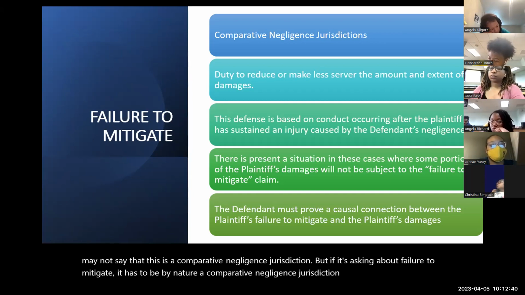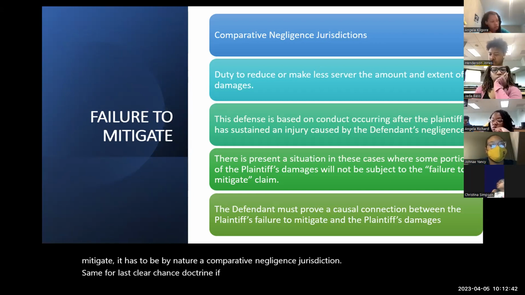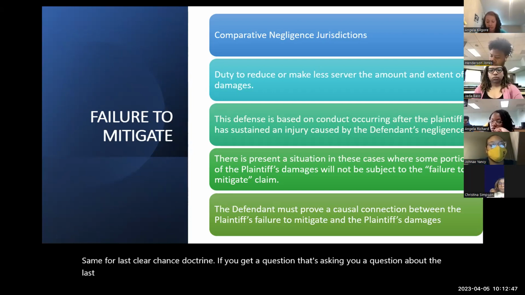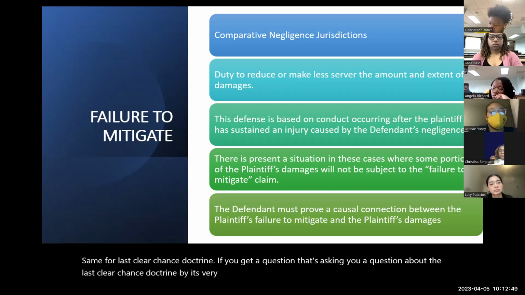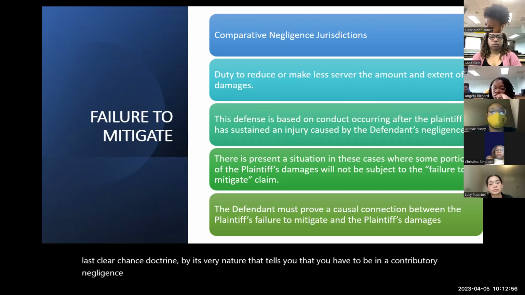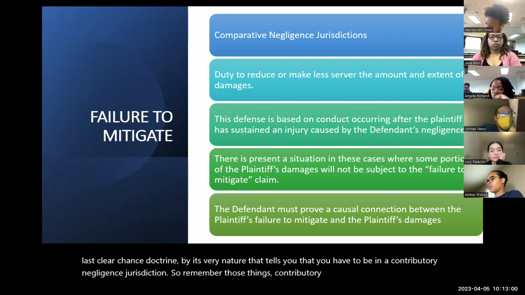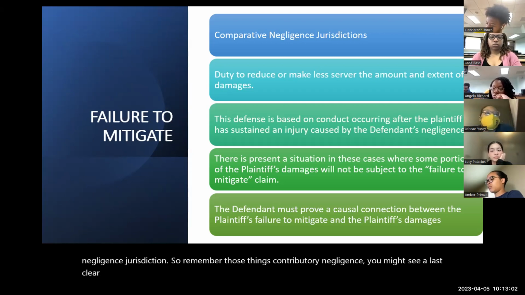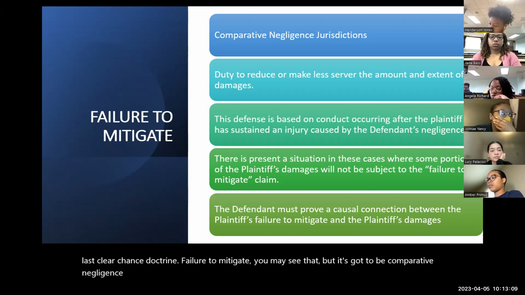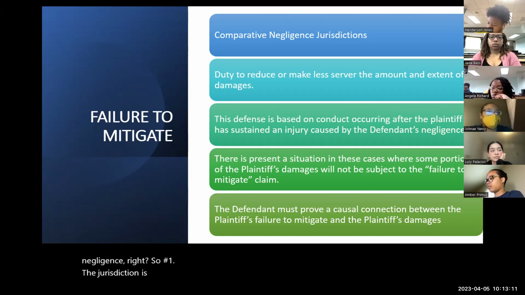Same for last clear chance doctrine. If you get a question that's asking you about the last clear chance doctrine, by its very nature, that tells you that you have to be in a contributory negligence jurisdiction. So remember those things. Contributory negligence, you might see a last clear chance doctrine. Failure to mitigate, you may see that, but it's got to be comparative negligence, right? So number 1, the jurisdiction is comparative negligence.